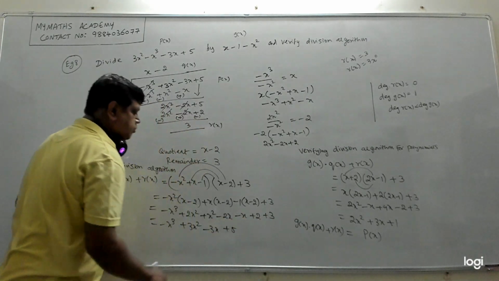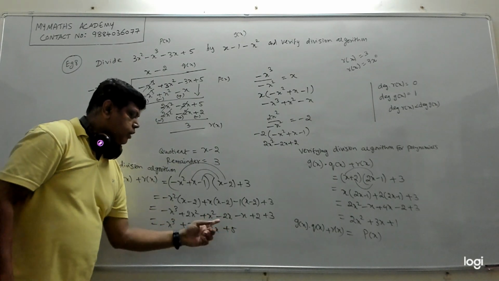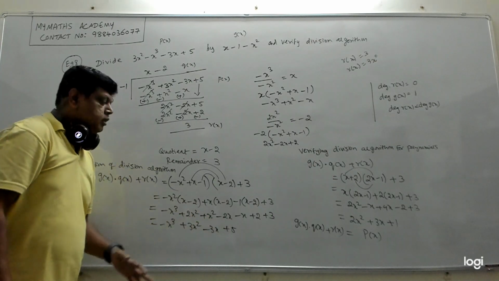You can add only the like terms, right? X square terms you can add. X and x you can add. You cannot add x square and 2x. These two are unlike terms. Unlike terms you cannot add. You have to add only the like terms.